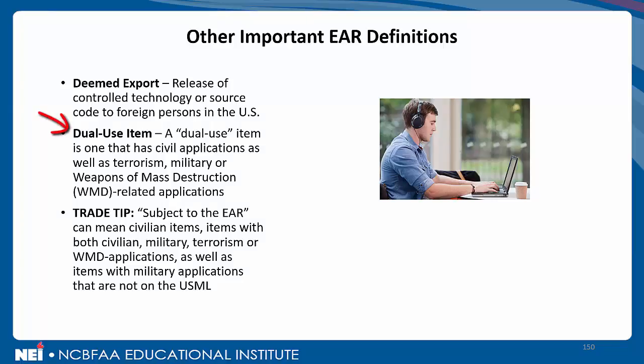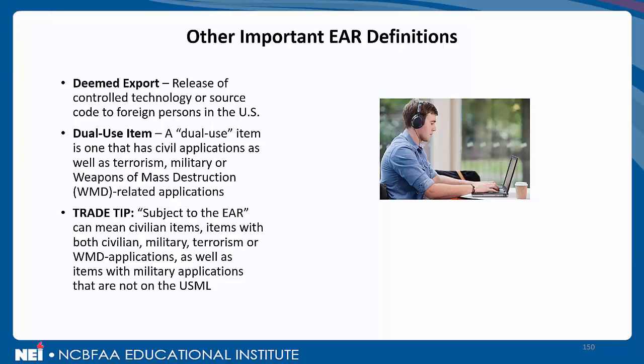A dual-use item. Well, you'll recall from our previous sections that we mentioned one of the main focuses of the EAR was this whole idea of dual-use technology: a technology or a product that could have a commercial application or a military application. So this dual-use item is one that has civilian applications as well as terrorism, military, or weapons of mass destruction, WMD-related applications.